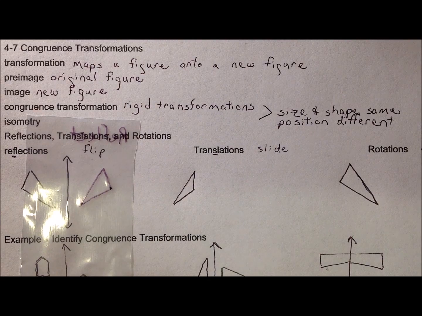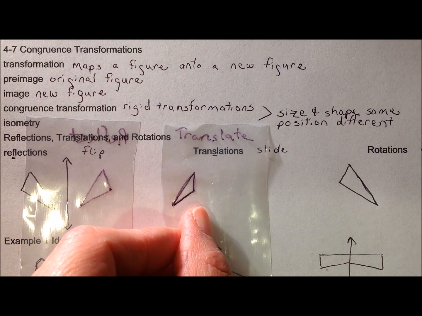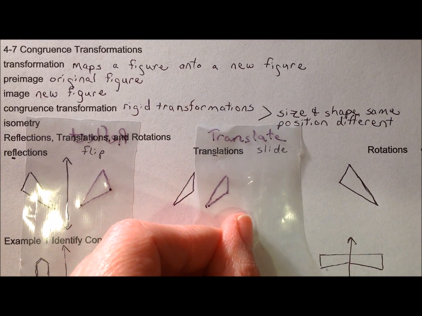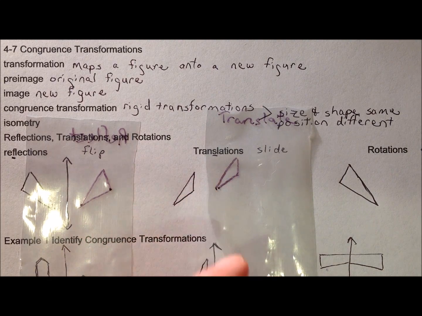Now for a translation. Looking at this middle transformation here, I've gone ahead and I've drawn a triangle on top of that one so I get the same shape. Now if I would slide this triangle, like over to here or up to here, that's a translation. The triangle is of the same shape and size, it's just a different position. It's been slid to a new position.